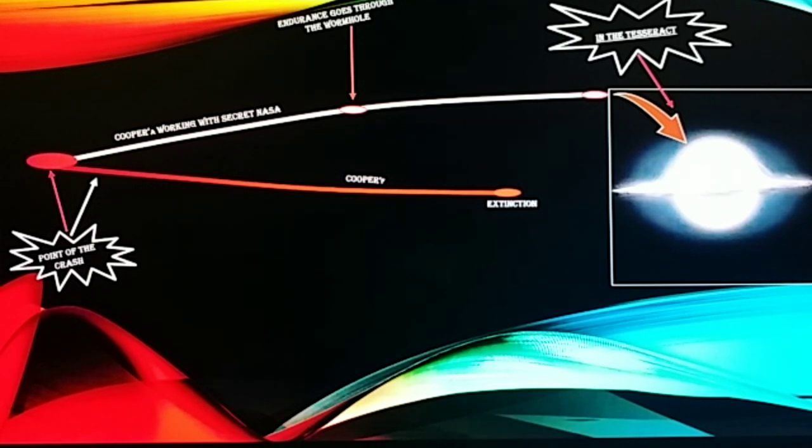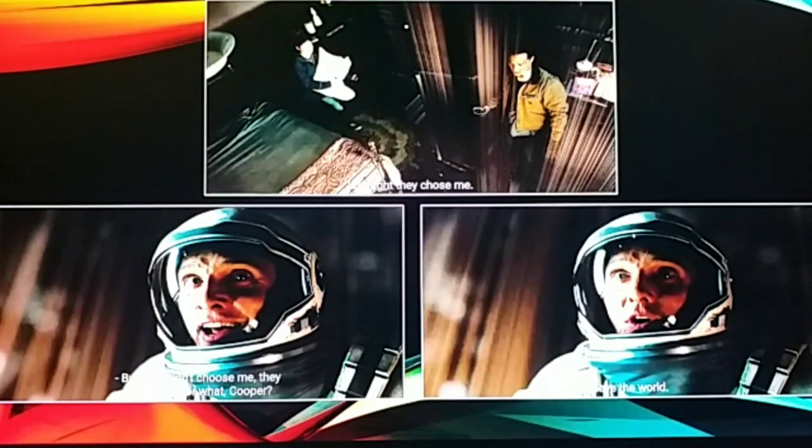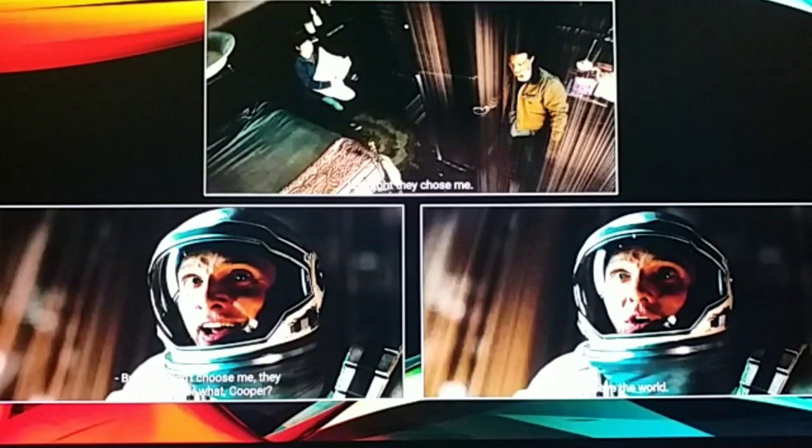Now, inside the Tesseract, Cooper realizes that they didn't choose him. They chose Murph to save the world. Now, I also put forward this question earlier that once he figured out that Murph was the one who had to save the world, why did he not simply give out the quantum data through that watch? Why did he have to give the NASA's coordinates? Now, you know the answer, because at this point, Murph has not even made it to NASA.